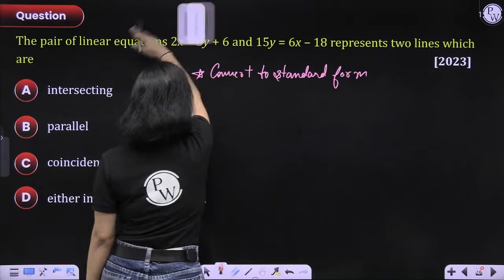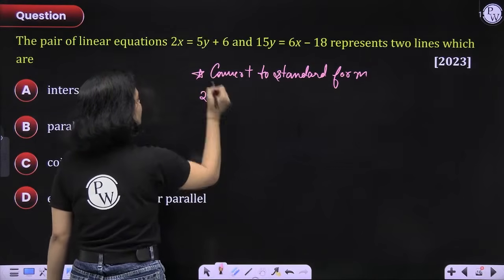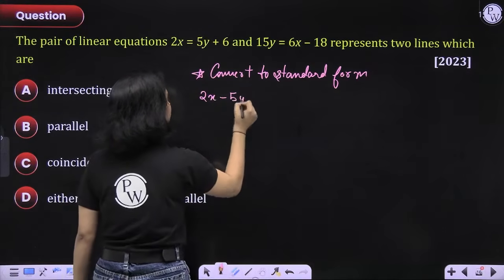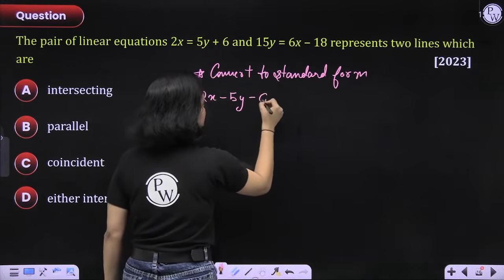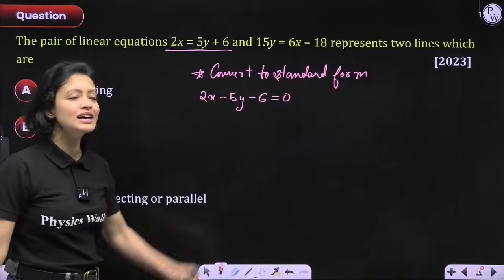Now, let's take the first one. We have 2x. I will bring everything on the left hand side. So minus 5y minus 6 is equal to 0. So I have converted this first equation into standard form.